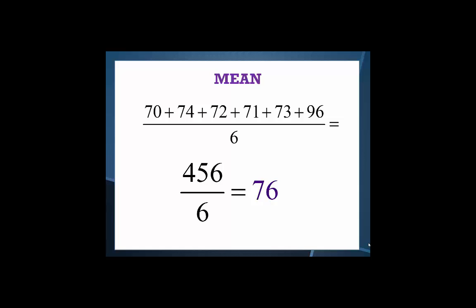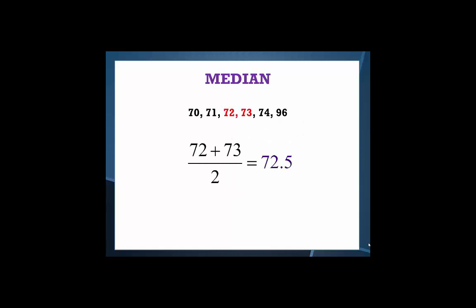When we add together all the numbers in the set, we end up with 456. When we divide that by the 6, which is the numbers in the set, we get that the mean is 76. The median is found by finding the middle number. In this case, there is no middle number because there is an even number in the set. So we take the two middle numbers, 72 and 73, add them together and divide by 2, which tells us that our median is 72.5.